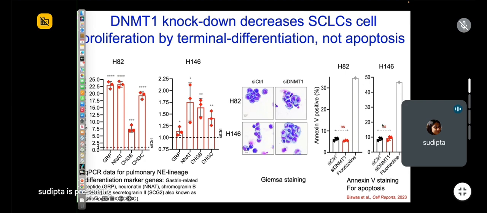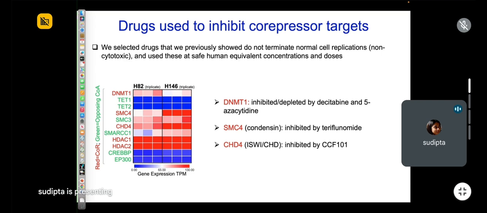And this is the apoptosis assay, because we showed growth inhibition and then differentiation, but we need to check whether it is causing any apoptosis or not. You can see the control versus the DNMT1 knockdown, there is no change. And this chemical is an apoptosis inducer; we put it in the cells as a positive control, and you can see it is inducing apoptosis in the end. So our DNMT1 depletion is not inducing apoptosis.